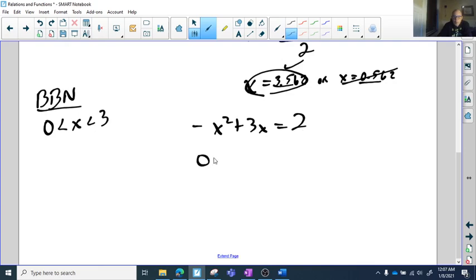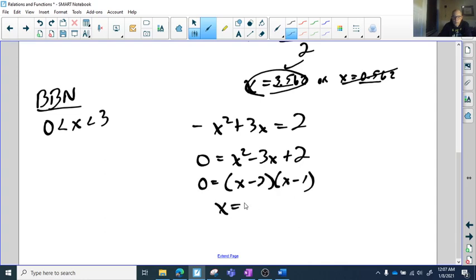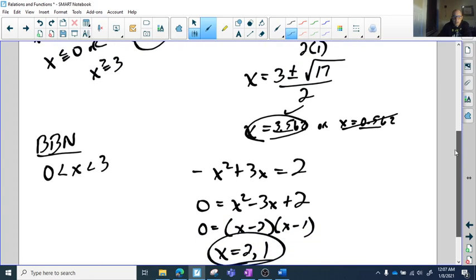Let's move everything to the right so I don't have a negative x squared, so it's x squared, take away 3x plus 2, multiply to get 2, add to give minus 3, that will factor, negative 2 and negative 1, giving me two answers, 2 or positive 1. The number 2 is between 0 and 3. The number 1 is between 0 and 3. We'll take both of those. So what did I get? I got that answer and then both of these. So I ended up with 3 different answers for that one.